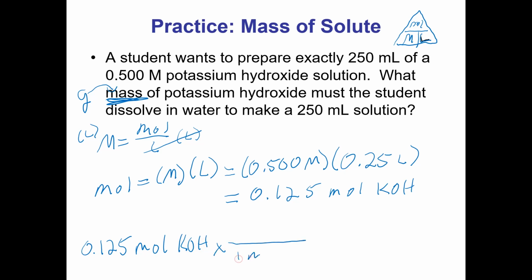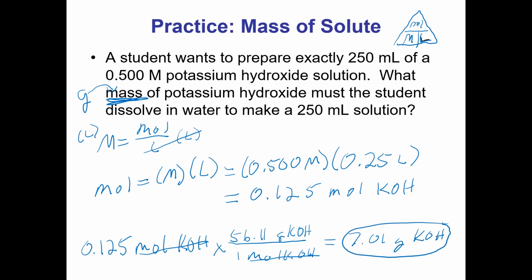And if you calculate the molar mass of potassium hydroxide, that comes out to 56.11 grams of potassium hydroxide. So moles cancels with moles, and 0.125 times 56.11 gives us 7.01 grams of potassium hydroxide that we would need to measure out. And actually, this should only be two significant figures, so we would actually round this off to 7.0.